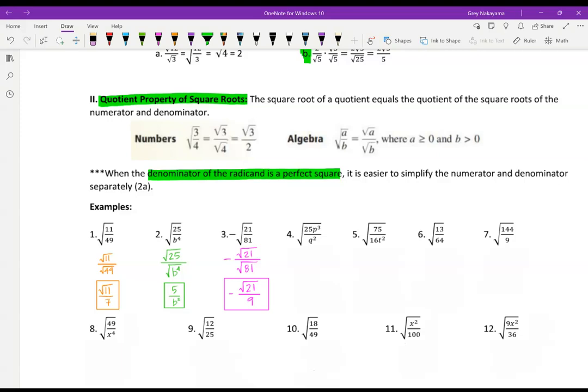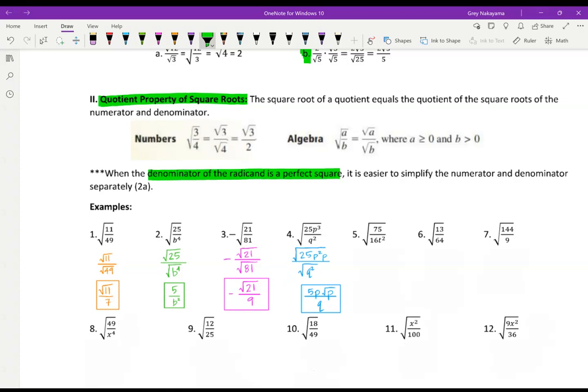All right, number 4 kind of brings in what we did yesterday, so I'm going to separate it. Sorry, I was jumping ahead. Number 4, we have the square root of 25p to the 3rd over q squared. So remember what we did yesterday. We wrote that p to the 3rd as p squared times p. Okay, we've just separated it. So on the top, it's going to be 5p square root of p over q on the bottom. The square root of 25 is 5, the square root of p squared is p, and that p has to stay underneath the radical. The square root of q squared is q.